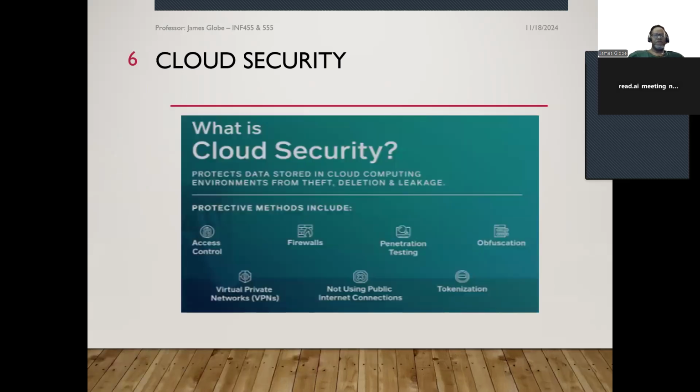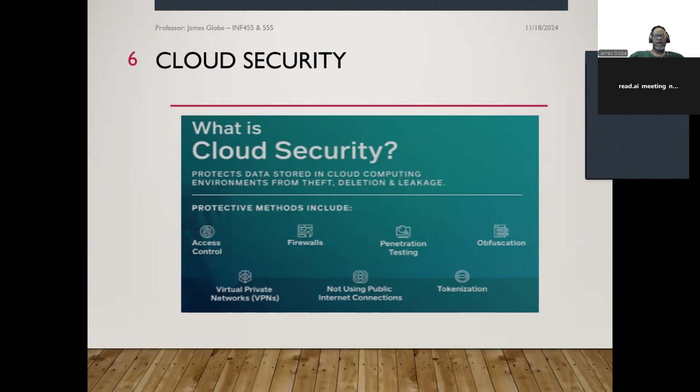So what is cloud security? It is all about protecting data stored in cloud computing environments to include access control, encryption through VPN services. That's from virtual to virtual, or virtual to traditional systems, or virtual to external systems. Having firewalls in place, making sure that you pen test your virtual applications and virtual software is also important.